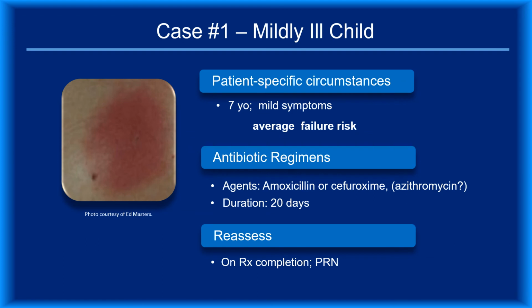Armed with this information, how would you treat your 7-year-old patient? She doesn't appear to be at high risk for treatment failure, and although short courses of doxycycline are unlikely to cause dental staining, her age makes doxycycline a less attractive choice. 20 days of therapy seems appropriate. Her parents should be asked to report how she's doing when treatment ends, with subsequent management being based on her therapeutic response.